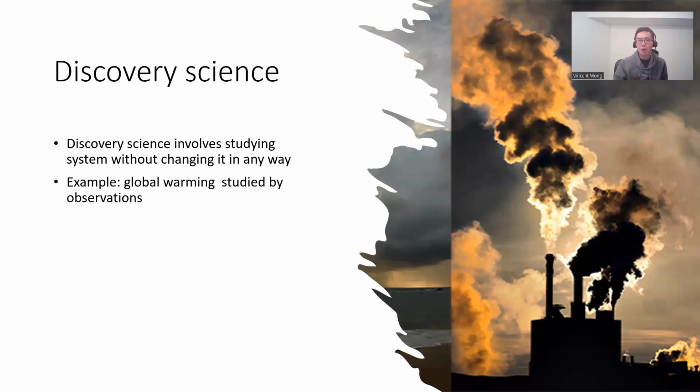Discovery science involves studying a system, studying something without changing it. You are just observing, only observing. You are trying to see what is happening. You're recording what you're seeing, and then maybe you try to ask questions about what it is that you're observing. You're trying to discover what's going on with a particular thing. So that's why it's called discovery science.